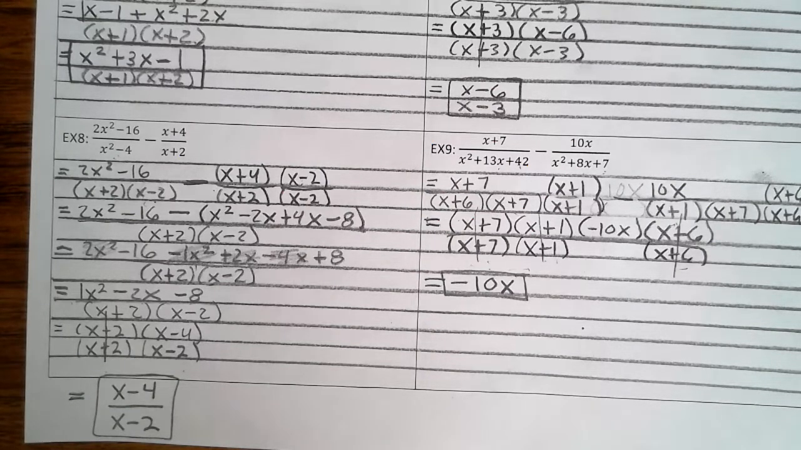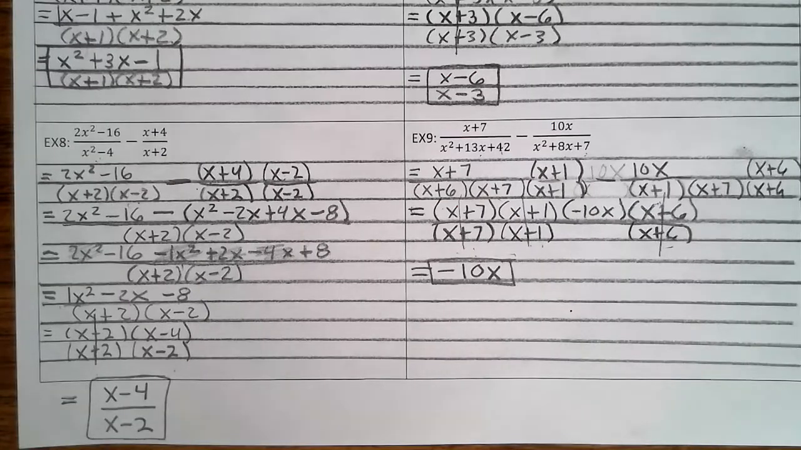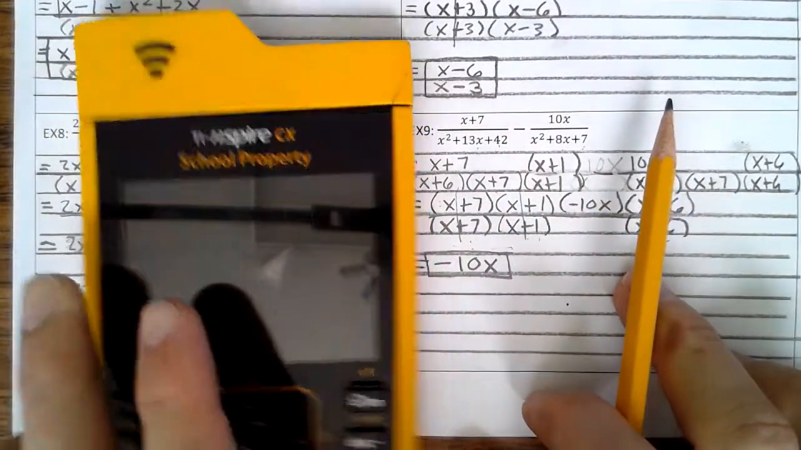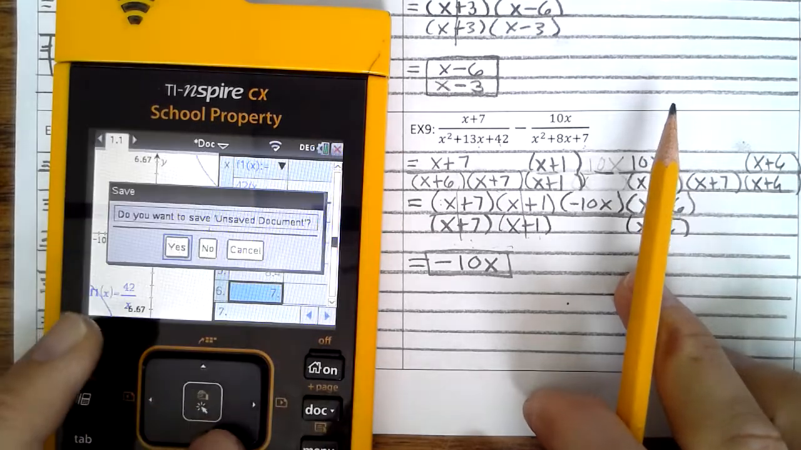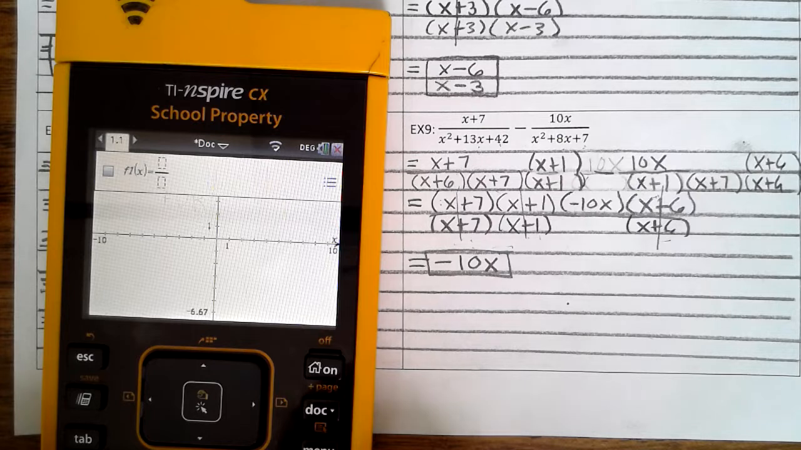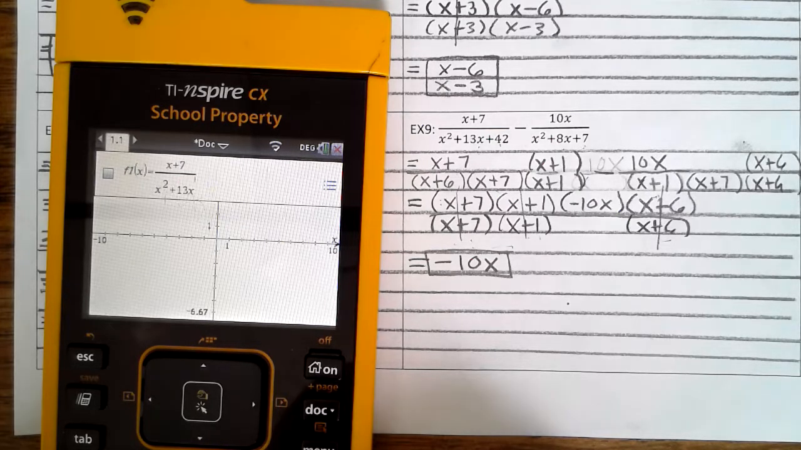But wait, if you stuck around the video, if I want to know if this and this are the same, I'm going to graph it. Now it's a little bit to graph, but I'm going to go to On, New Document, Add Graph, Control Divide, x plus 7 divided by x squared plus 13x plus 42 minus Control Divide 10x divided by x squared plus 8x plus 7.